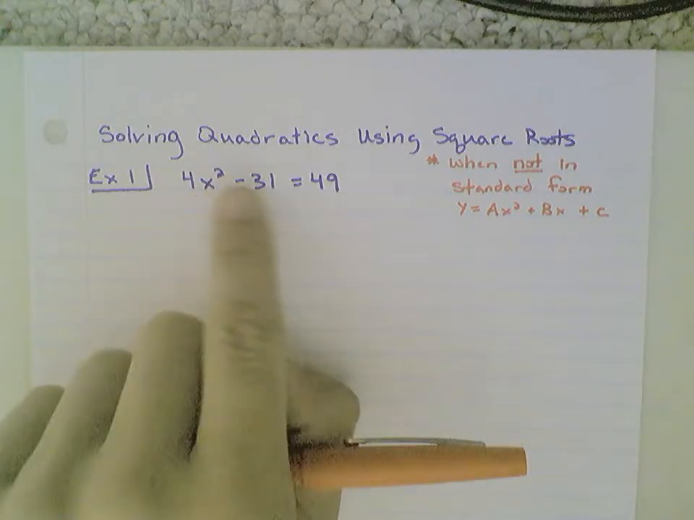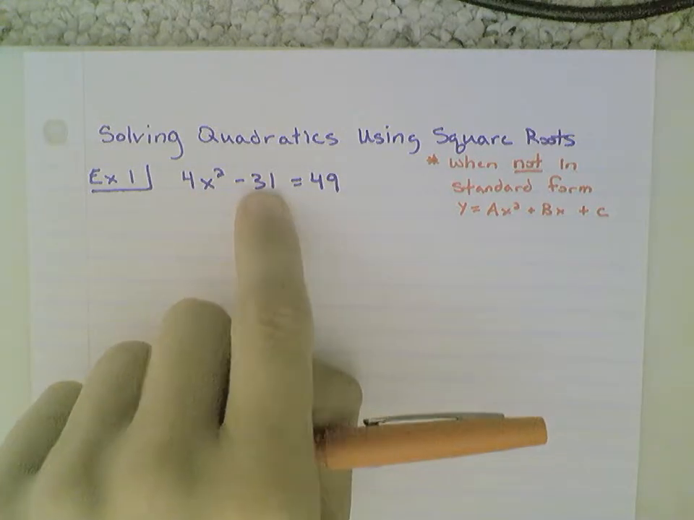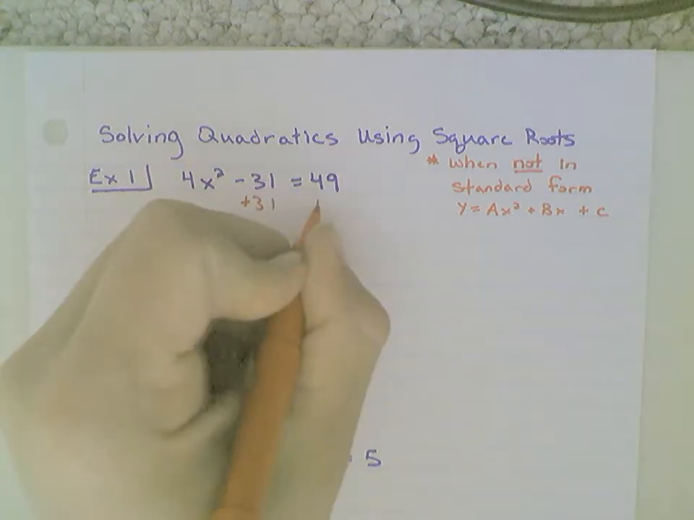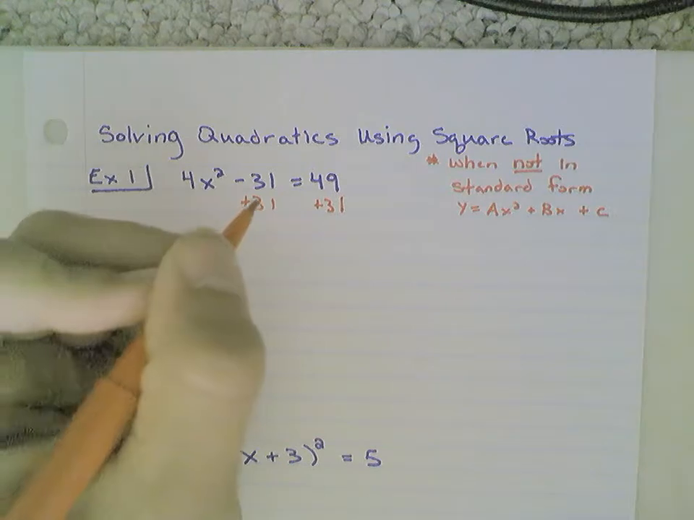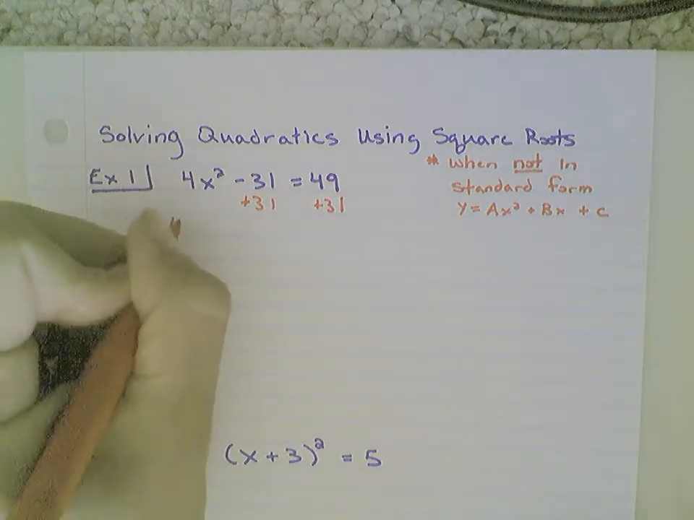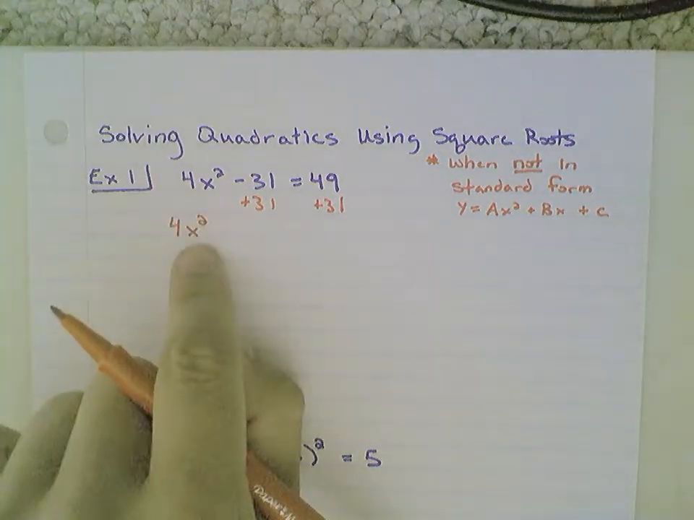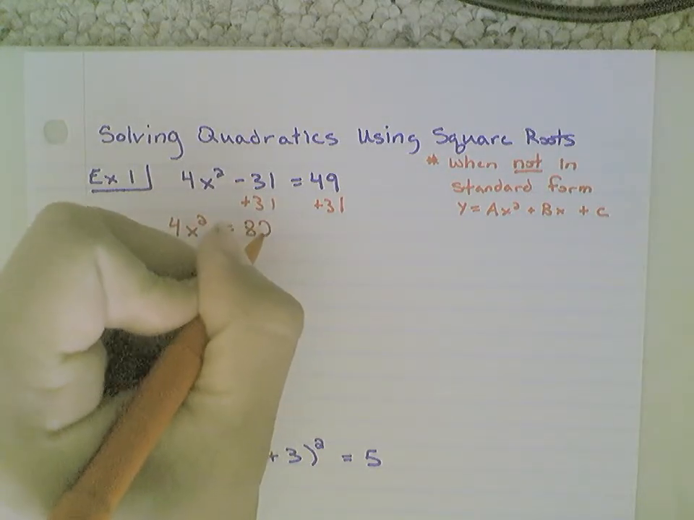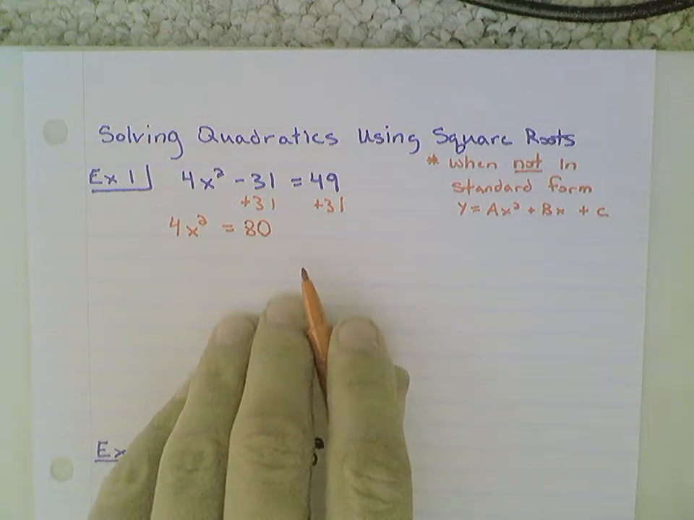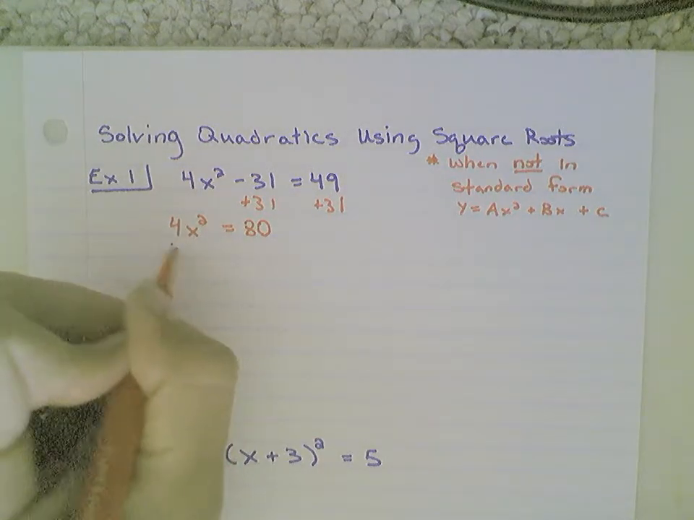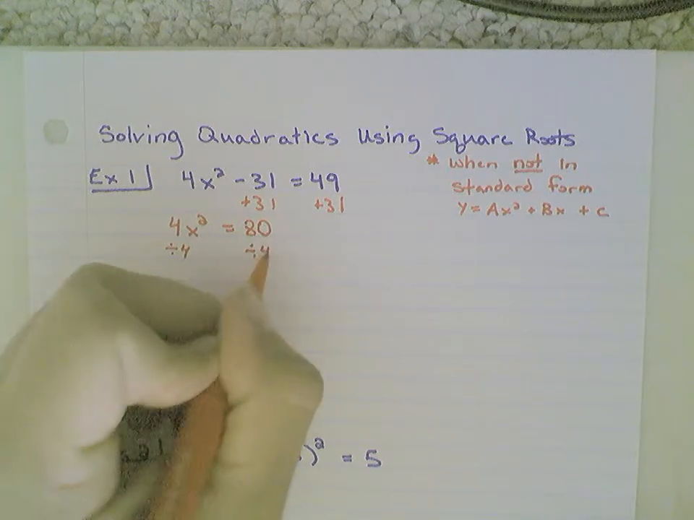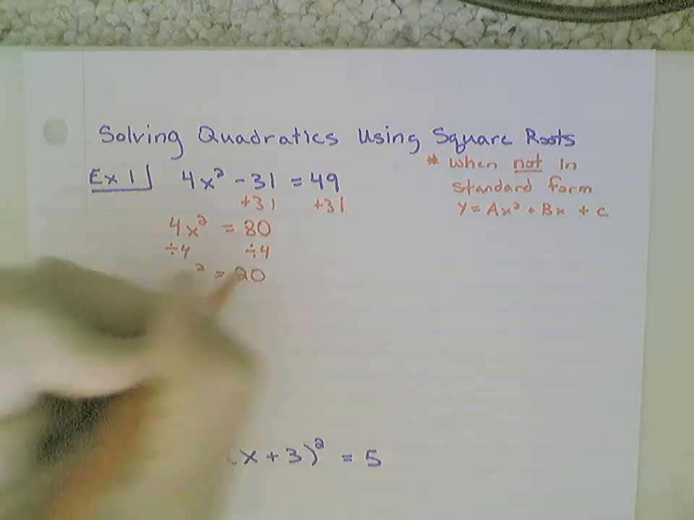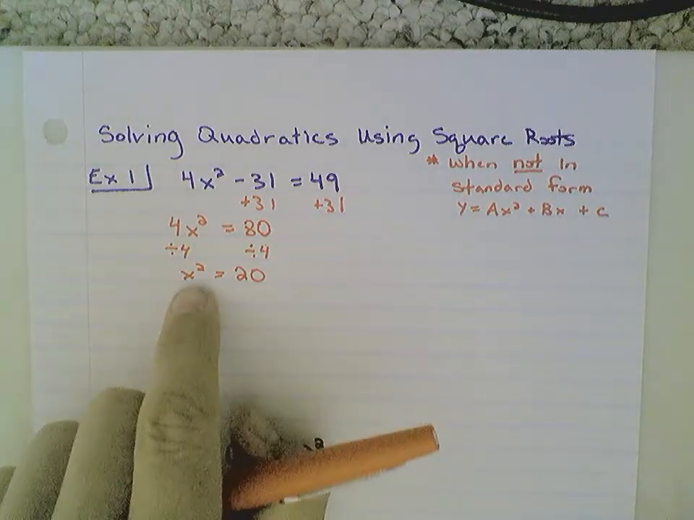Well, I can get it by itself first by getting rid of the negative 31, and I can do that by adding 31 to both sides. This is going to give me 4x squared on the left hand side equals 80 on the right hand side. Now I can divide by 4 to get rid of the 4. I'll be left with x squared equals 20. Now I have the x squared by itself.